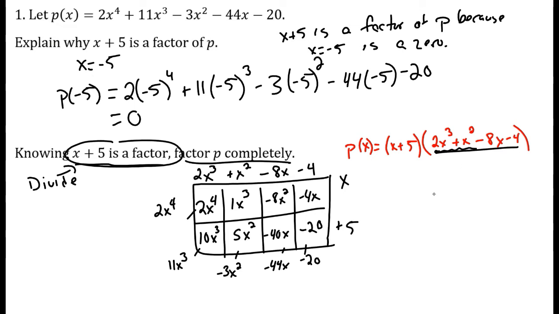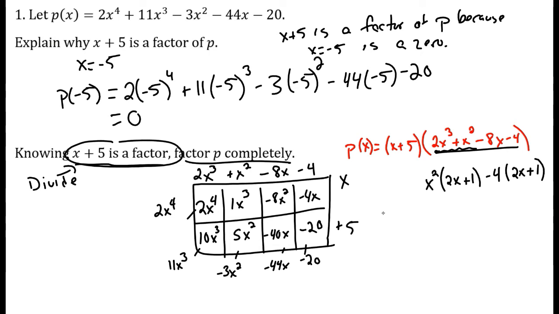What can I take out from the first two? I can take out an x squared from those 2 terms. I'm left with 2x, what times x squared is x squared, plus 1. I need a 2x plus 1 over here. What do I need to factor out? I need to factor out a negative 4.